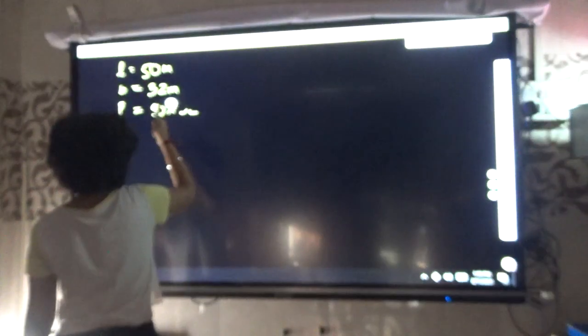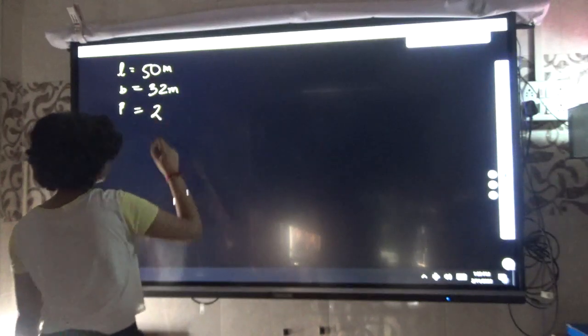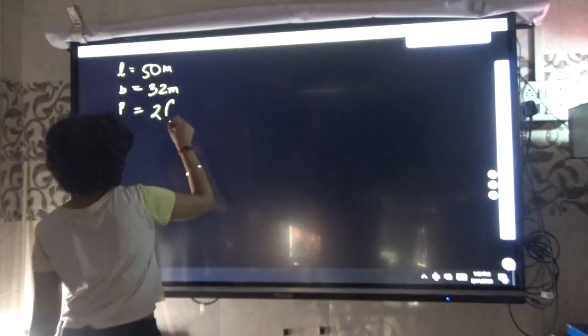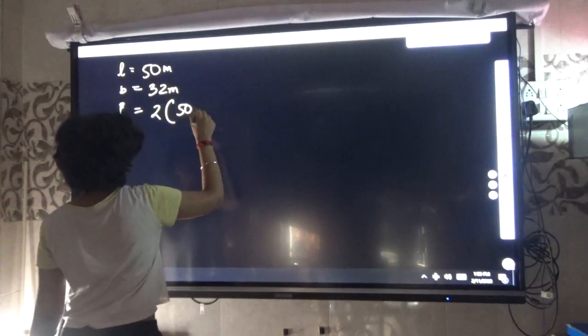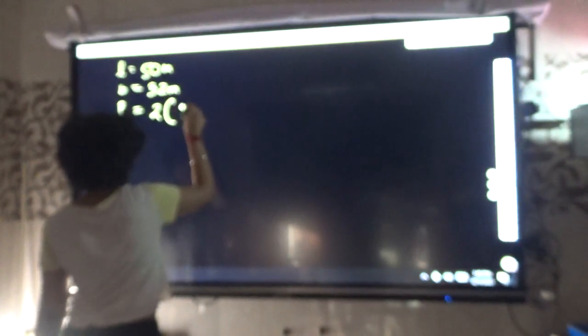Perimeter is twice length plus twice breadth, 2 into the bracket L plus B. 50 plus 32. Understood, no? Twice length plus twice breadth is the perimeter. 2 into 82: 80 into 2 is 160, so 82 into 2 is 164. Correct. So what is the area?